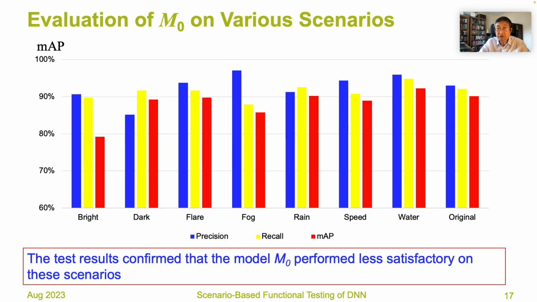The evaluation of the model on various scenarios confirmed our suspicion of the weakness of the model. Look at the mean average precision on the right, in the red bars here. We can see that in many cases the performance on the scenarios is much lower than on the overall original test data.